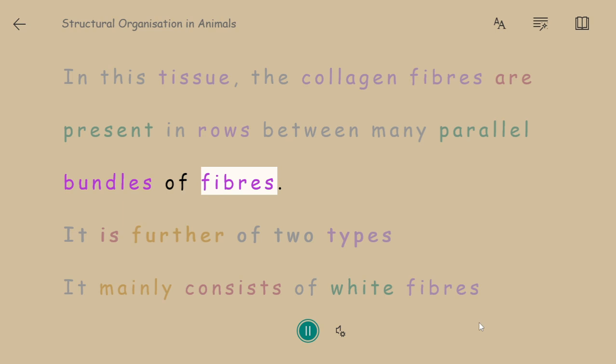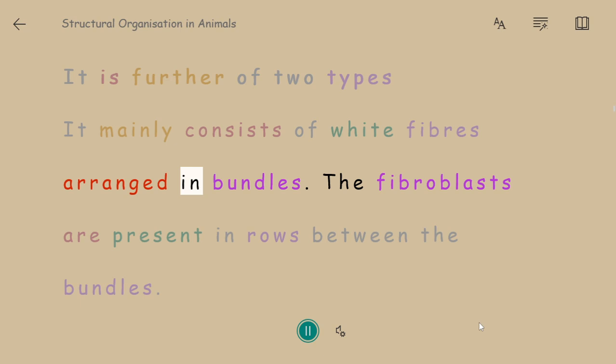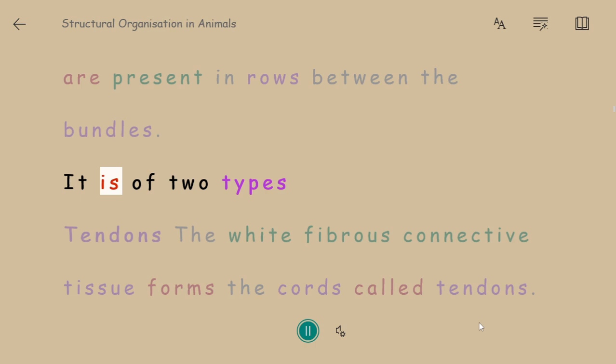White fibrous connective tissue. It mainly consists of white fibers arranged in bundles. The fibroblasts are present in rows between the bundles. It is of two types. Tendons. The white fibrous connective tissue forms the cords called tendons. These join the skeletal muscles with the bones.